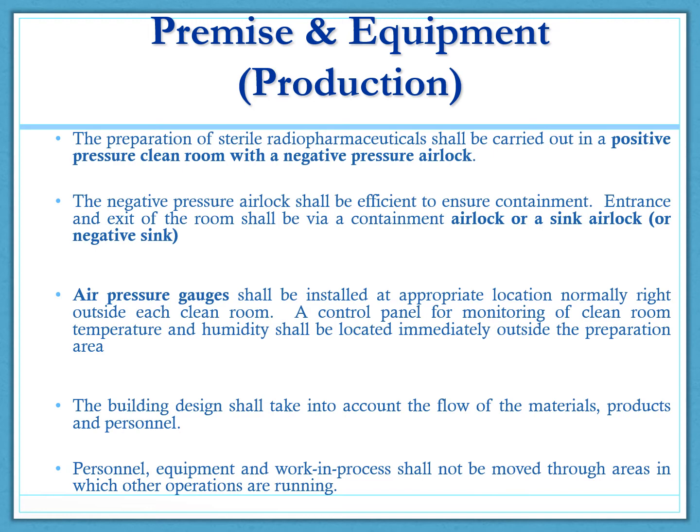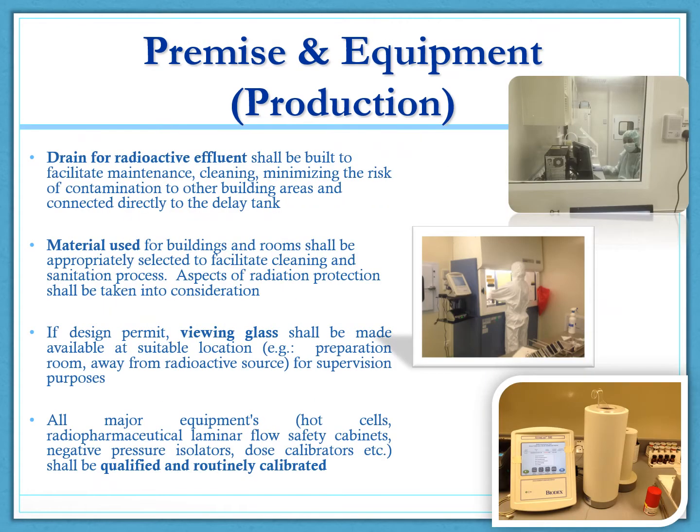The building design shall take into account the flow of materials, product, and personnel. The personnel, equipment, and work in process shall not be moved through areas in which other operations are running. So, in terms of a drain for radioactive effluent, it shall be built to facilitate maintenance and cleaning, minimizing the risk of contamination to other building areas, and connected directly to the decay tank.